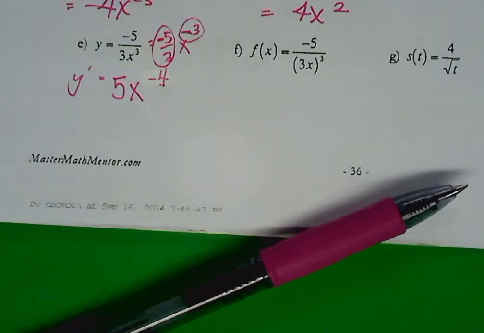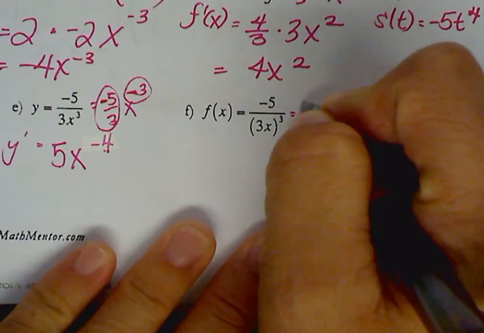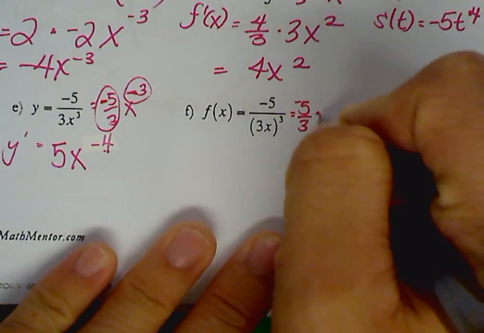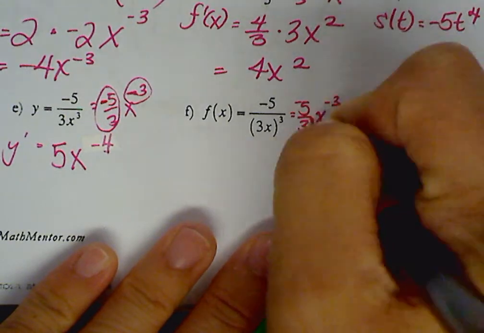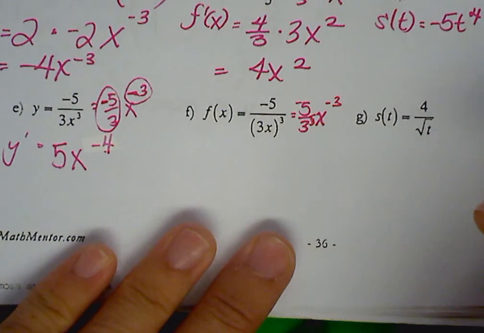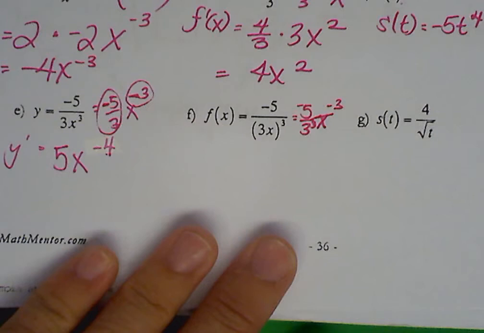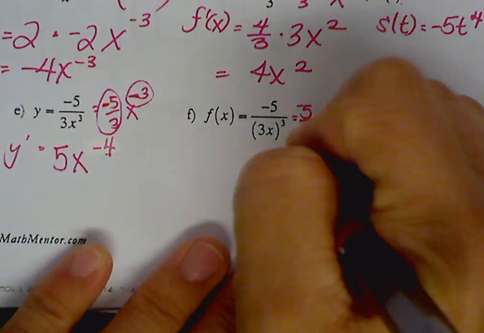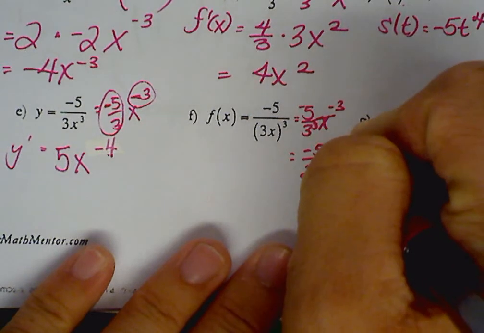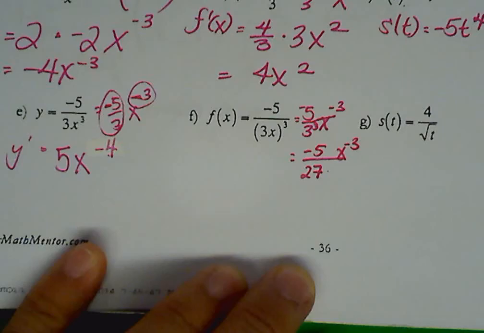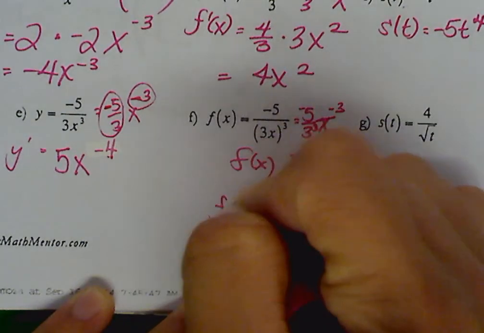Alright, so letter F, this is negative 5 over 3 times, oh no, this is x to the, this is 3 cubed. Over 1. Negative 5 over 1. And then wouldn't it be 3x to the negative 3rd? Yeah, you distribute it. So it's negative 5 over 27, right? Times x to the negative 3. Are you guys okay with that? That's f of x, because 3 times 3 times 3.